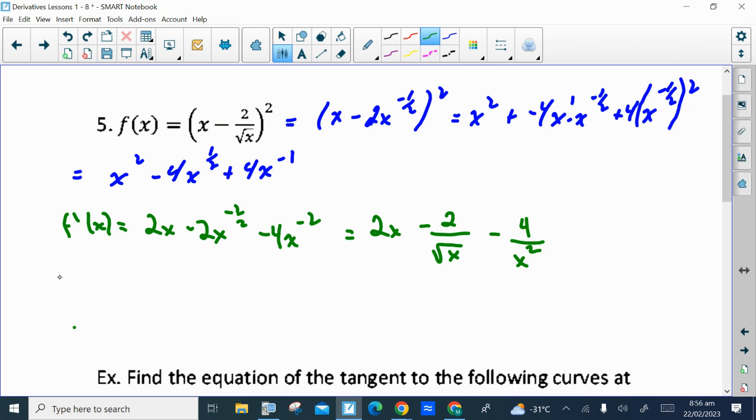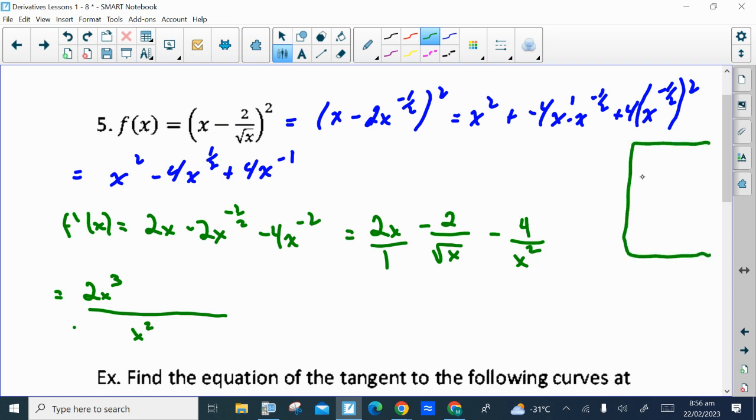So what would that look like? Well, we said our common denominator would be x squared. So the 2x's over 1, you'd have to multiply top and bottom by x squared. It would become 2x cubed. This root x is the same thing as x to the 1/2. So if I just write this on the side here, if I want x to the 1/2 to become x squared, I would have to raise that to the power 4.